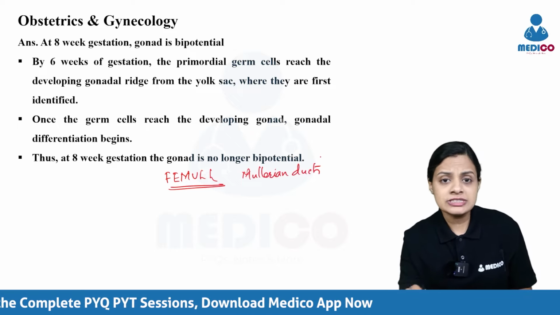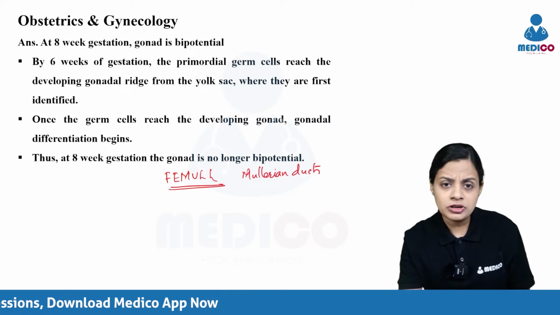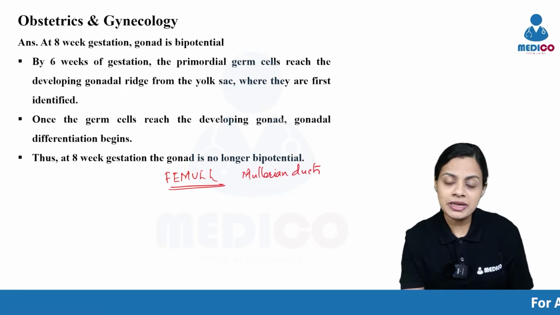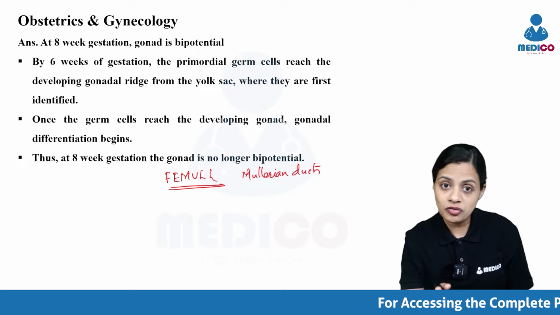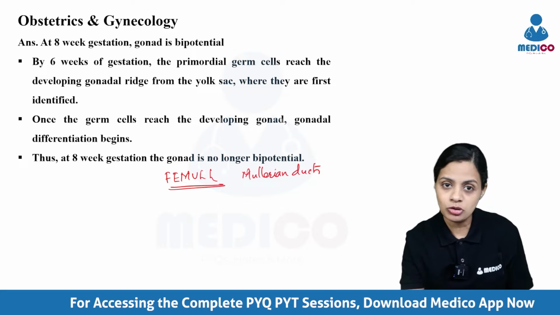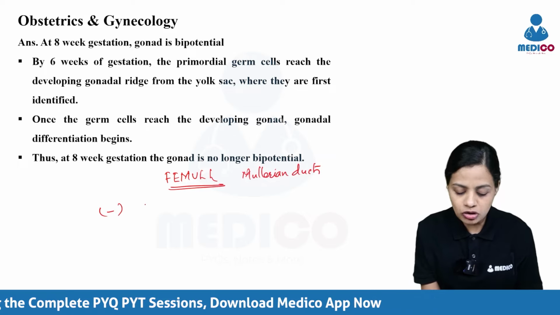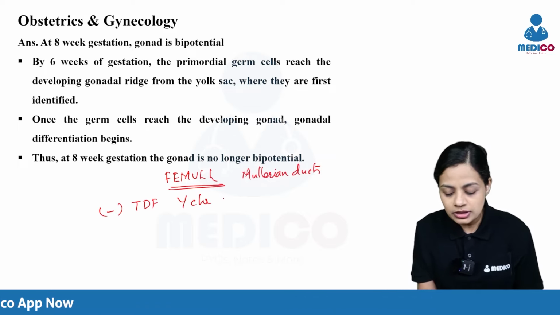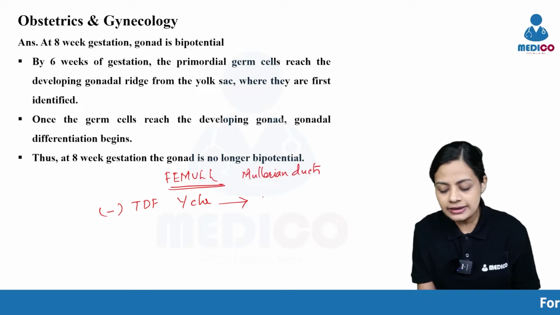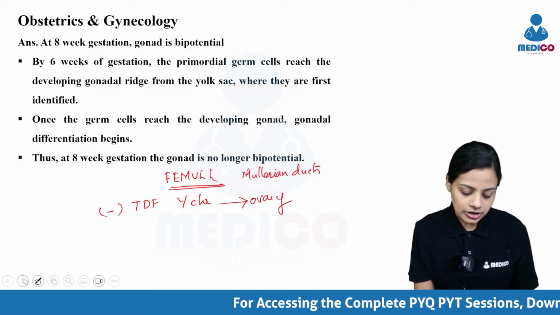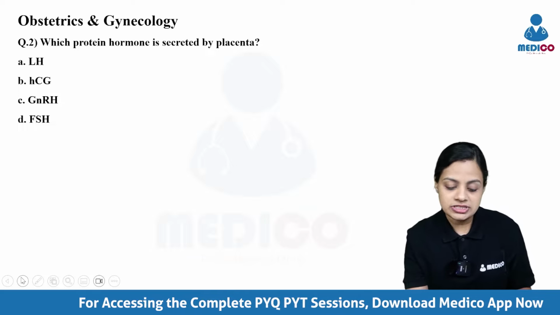So we talked about the testis. How is the ovary formed? Always remember, the formation of the female internal genitalia, the female ovaries, the female gonads is not dependent upon any hormone. In the absence of TDF, that is, in the absence of a Y chromosome, the bipotential gonad automatically converts into the ovary. All right. I hope that is clear. We'll take up the next question.